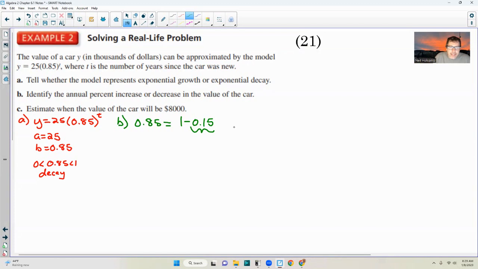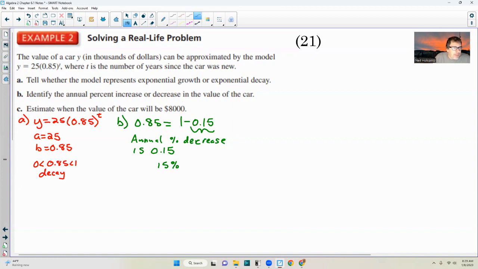Then the annual percent decrease is not the B, but what adds up to get you to 1. So the annual percent decrease is 0.15. And as percents go, you move the decimal 2 places to the right, and that is equivalent to 15%. Okay, so this thing is decreasing at a rate of 15% per year.